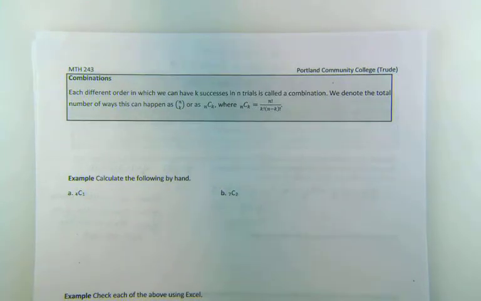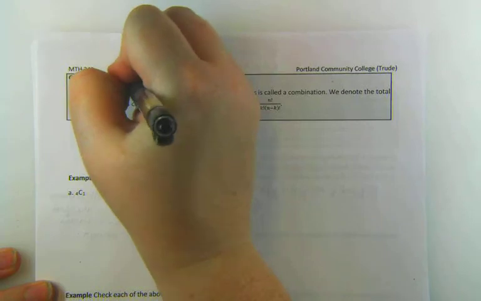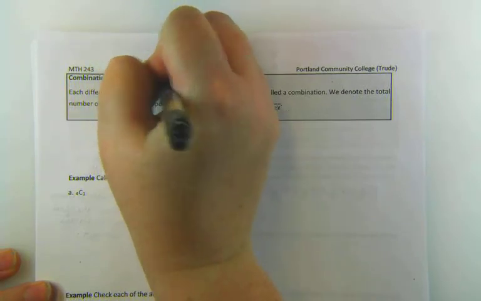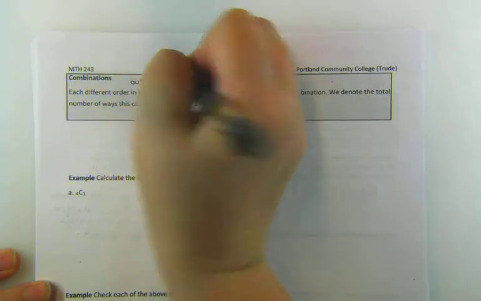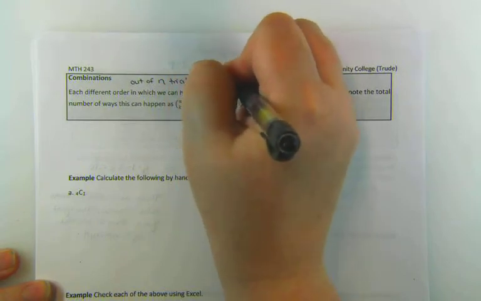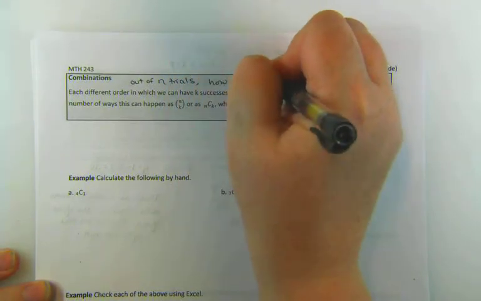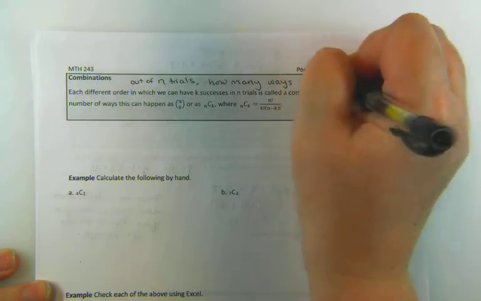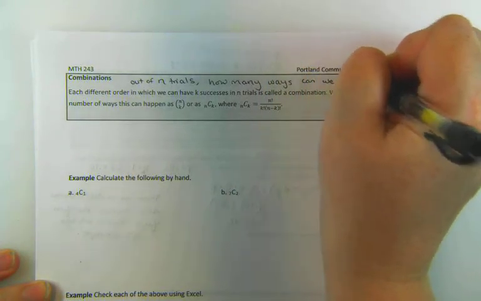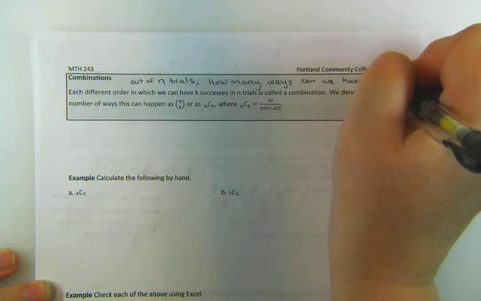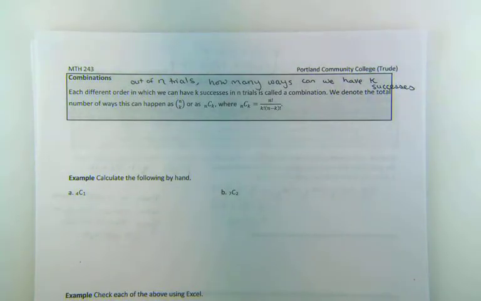So combinations are a way to get this number that's at the front of our binomial calculation. And what it really says is, out of n trials, how many ways can we have k successes? So we want to know how many different ways this can occur. So we're taking care of all of the different possibilities.